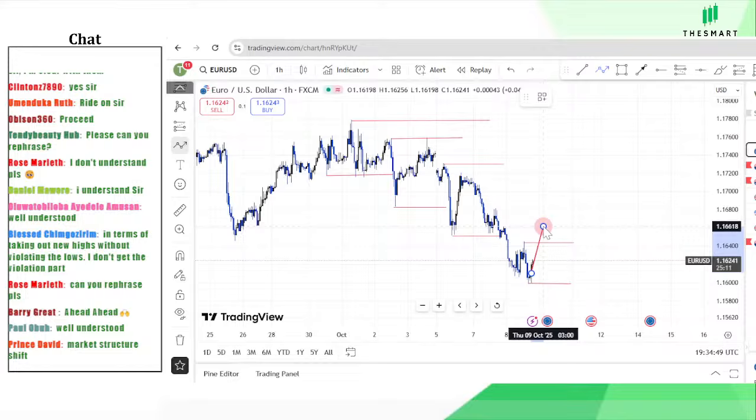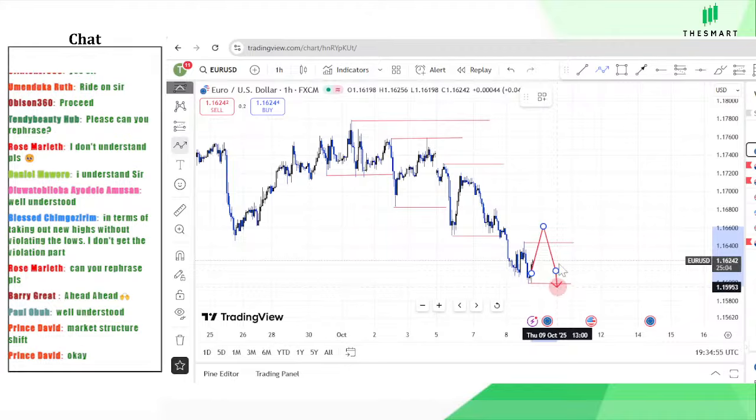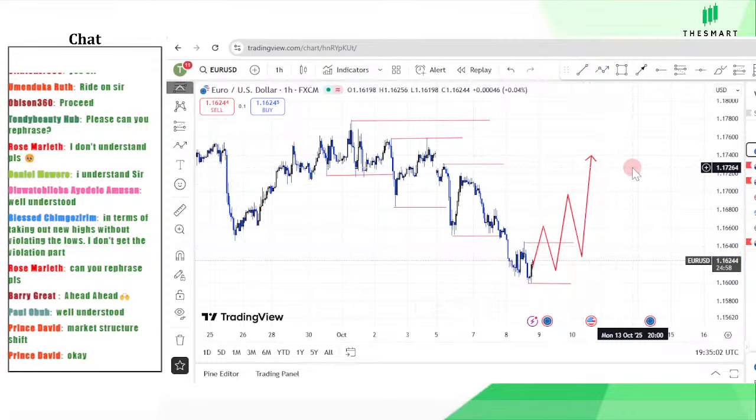There's a shift. So after having a shift, you want to see price come back to that zone without violating this point. Then push up, retrace back down to the order block, and you should continue to push to the upside. That's what you have as a bullish structure.